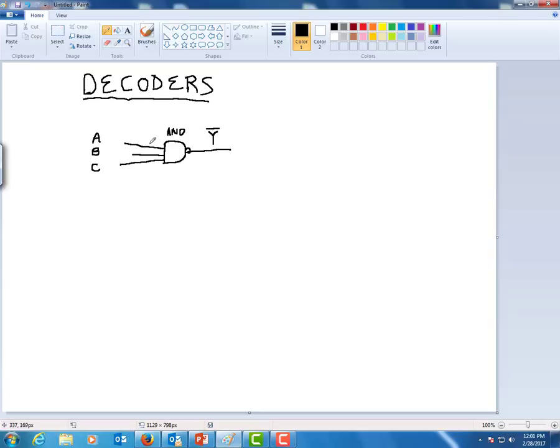All right, so let's just use this example as it is. So if A equals 1, B equals 1, and C equals 1, the output is going to be low, correct? So we have 3 inputs, right? Let's just draw them here. Why not? A, B, and C. Right, here we go. Let's call it Y bar.